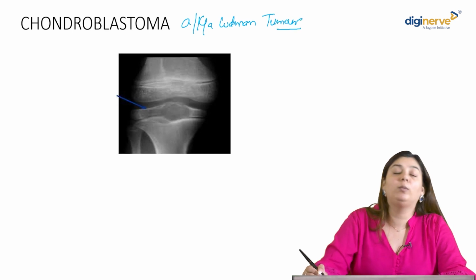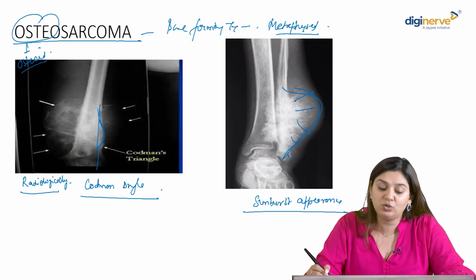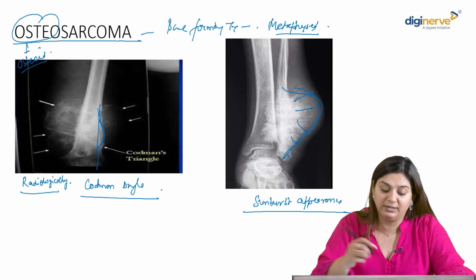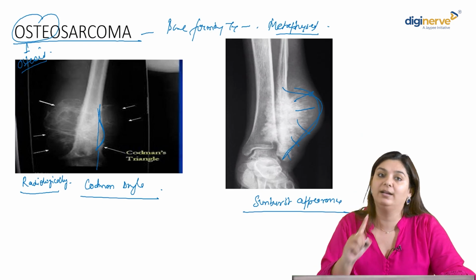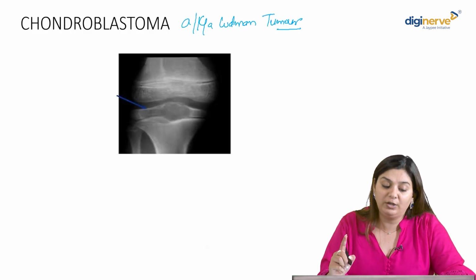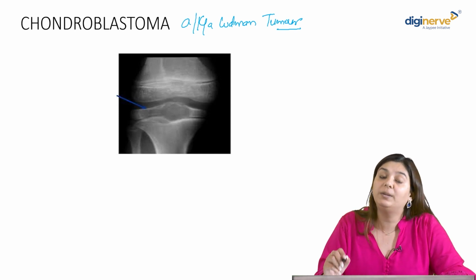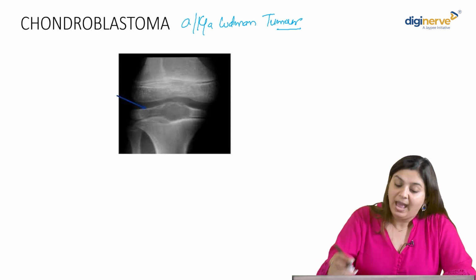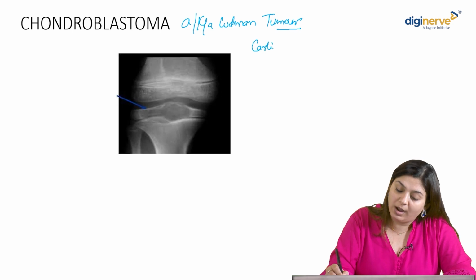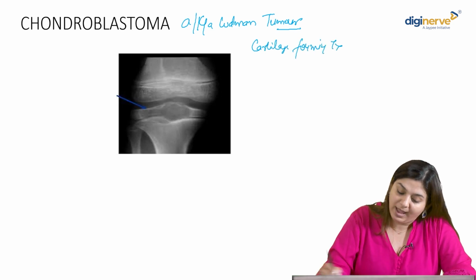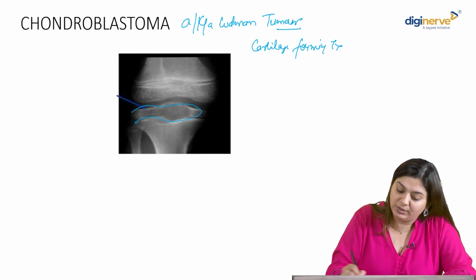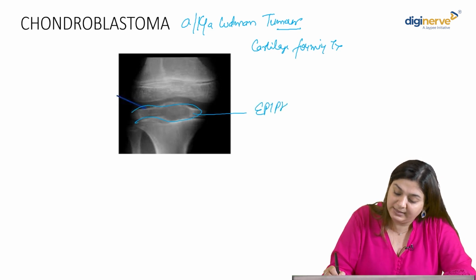Please students, don't be confused. In osteosarcoma that we studied, the first condition, there was radiologically Codman triangle, and Codman tumor is nothing but chondroblastoma. This is also a cartilage forming tumor, and if you see its location, it is epiphyseal.